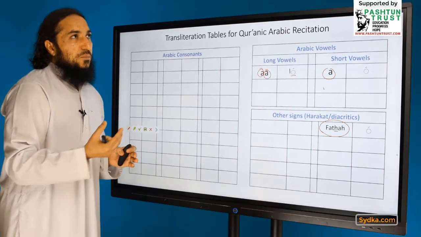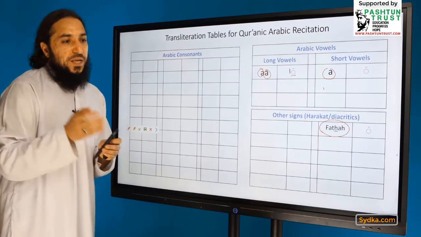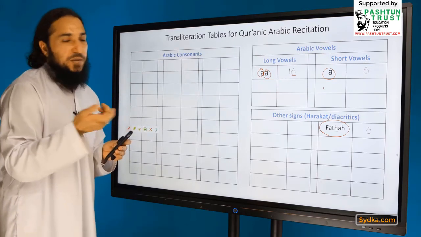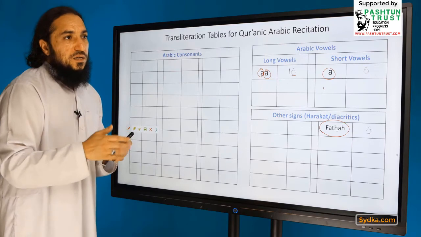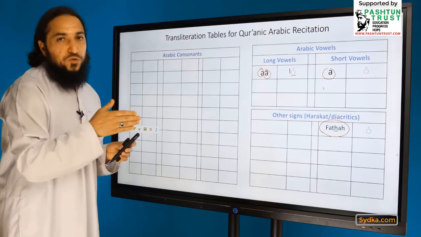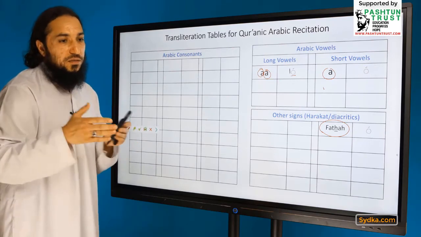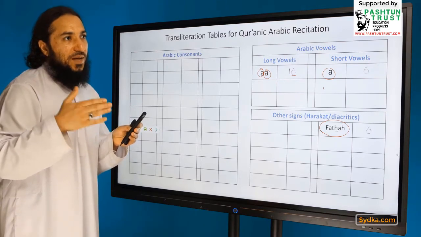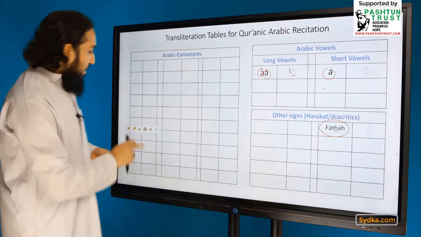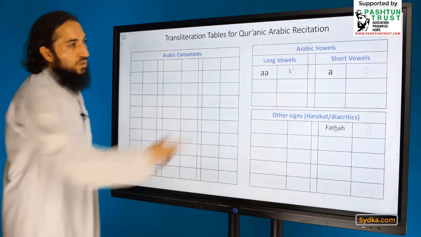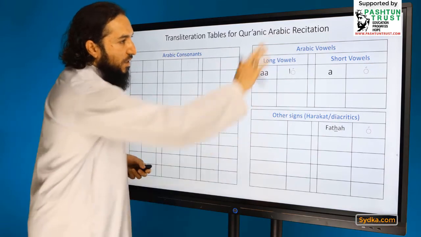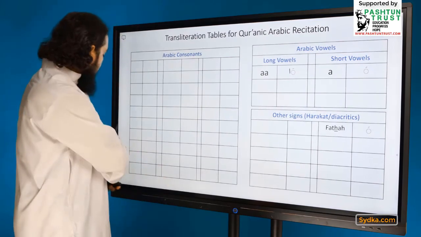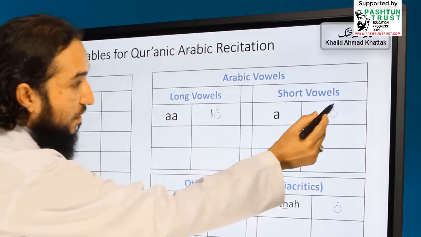When I say count, it doesn't mean 1 second. Count is the time you give to each letter when you're pronouncing a word in Arabic. It can be 1 second or less than 1 second, depending on your speed. If your speed is slow, the count will be longer. If your speed is fast, the count will be shorter. This is the sign we use for a long vowel, and that's for a short vowel. This sign is called fatha.